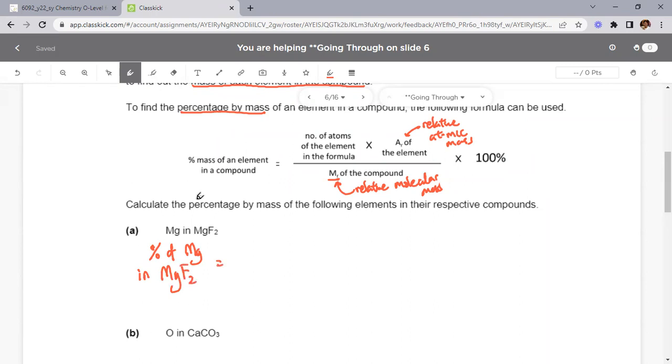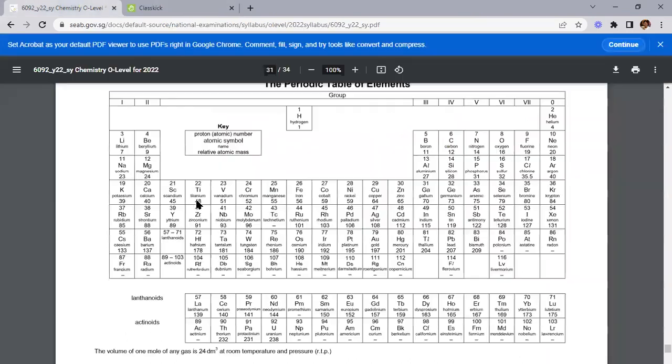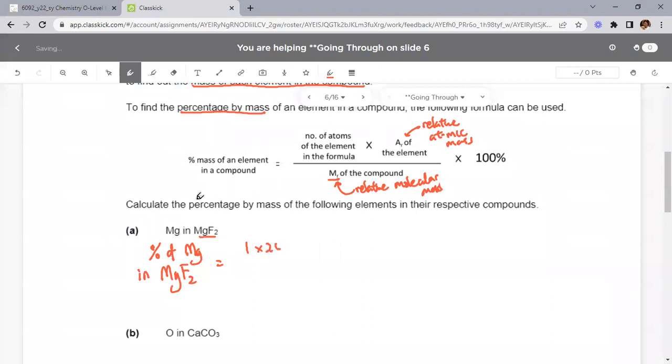Okay, we're going to use the formula, number of atoms of the element in the formula. So I look at MgF2, there's only one Mg. So the number of atoms is 1. Let's find the AR of the element. So let's go to the periodic table. Magnesium is over here. The relative atomic mass is 24. So multiply by 24. Divided by the MR of the compound.